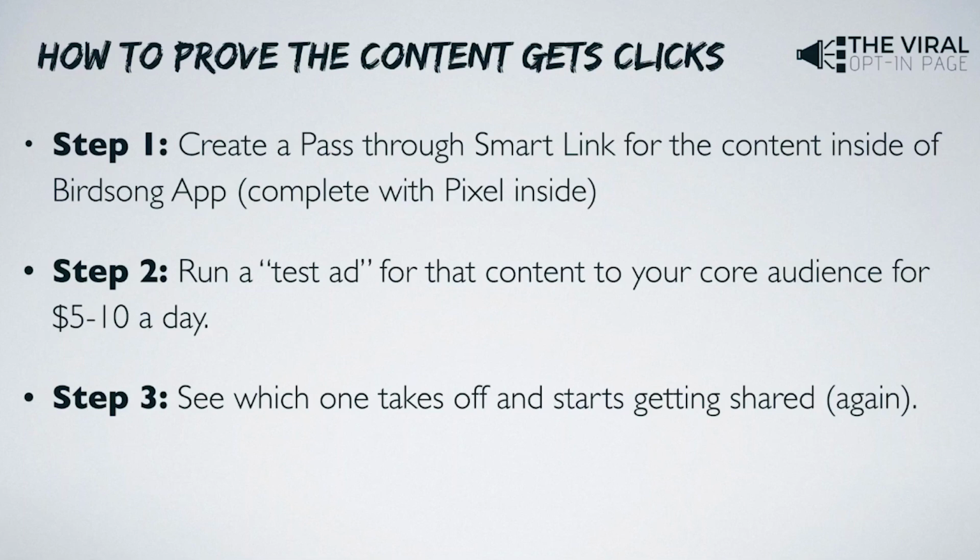Step number 2, we're going to run a test ad for that content to your core audience for $5 to $10 a day just to get it started out of the gate. Step number 3, we're going to see which ones get taken off. Maybe it'll just be one, maybe it'll be multiple things, but we're going to see what gets taken off. From a 10,000 foot view, who understands the 3 steps of this section before I dig deeper?